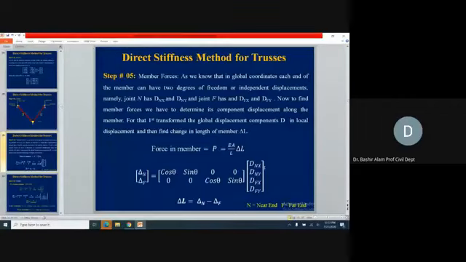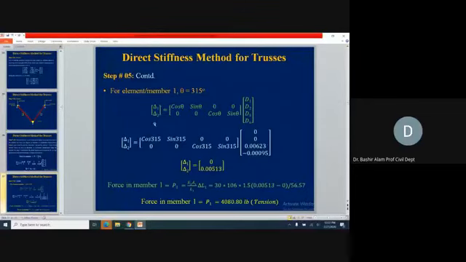Now we have element 1 and element 2. How do we apply this rotation matrix and do this transformation from the global coordinate system of displacement into the local coordinate system of displacement? So here we go. Element 1, if you remember, theta was 315 degrees. So its local delta 1 and delta 2 will become equal to this transformation matrix, which is the standard form: cos theta, sin theta, 0, 0, 0, 0, cos theta, sin theta.